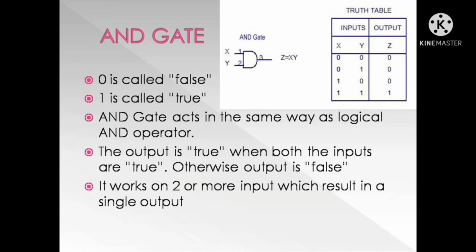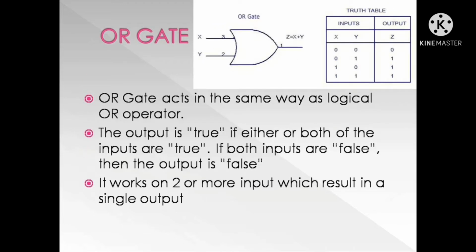AND gate works on two or more inputs which result in a single output. We can see the symbol and truth table of logic AND gate. There is X in symbol. X and Y are input and Z is output. Are you clear? OR gate. OR gate acts in the same way as logical OR operator.